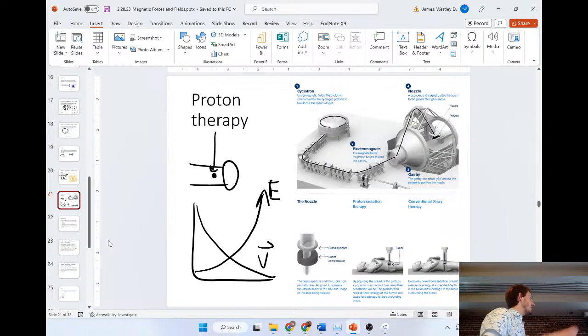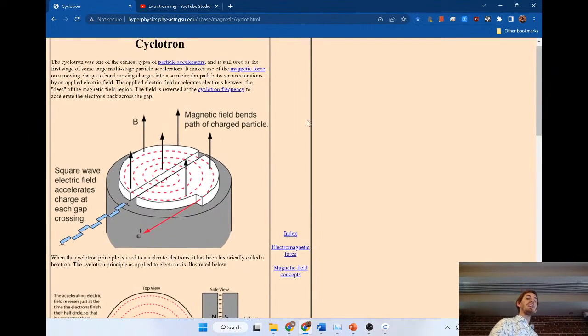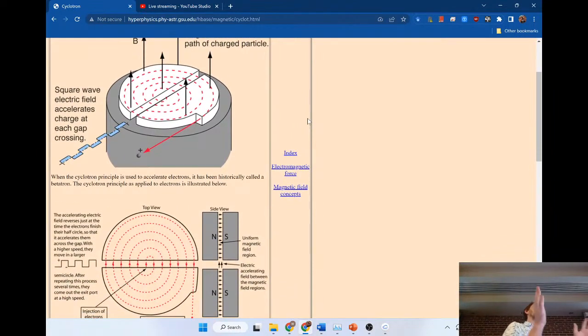So this does speed up protons, and it does use magnetic fields, and they do travel in circles. So all that was good. But let me show you a more correct picture of what's going on. The magnetic field is making it go in a circle, but there's a tiny little gap, and in that tiny gap is an electric field. That electric field speeds up the charges, and all the magnetic field is doing is keeping it going in a circle. So it makes a half circle, passes the gap, and gets a little faster.